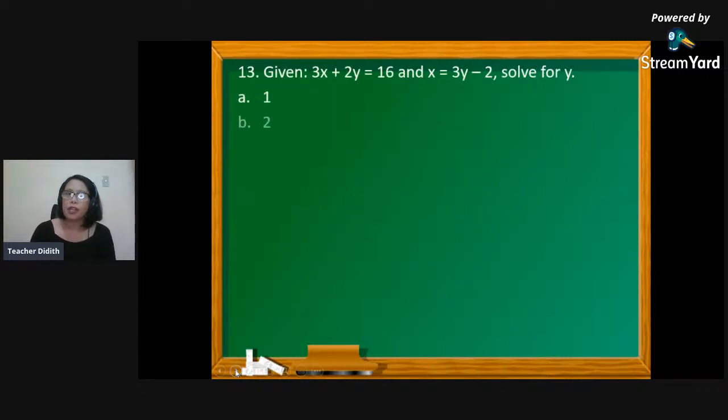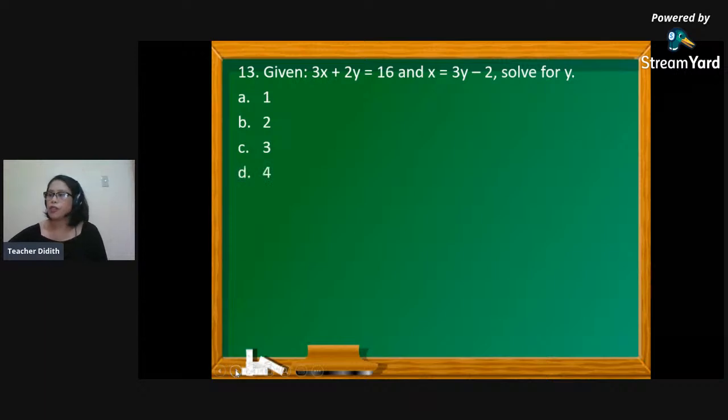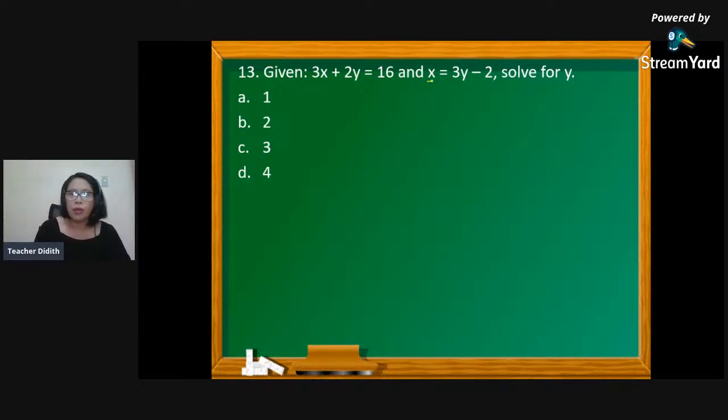This time we will solve for y. And here are the choices. So you begin solving for y in number 13. Now guys, I suggest you use substitution there since the value of the second equation is expressed in terms of x. So what we will do is substitute x equals 3y minus 2 to the first equation.